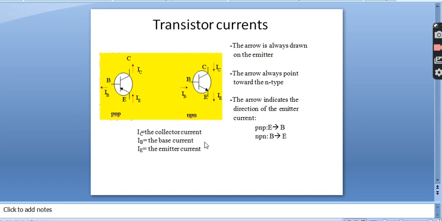In these transistor currents we consider only the direction, that is, the arrow mark direction. The arrow mark is either in the inward direction or the outward direction. If the arrow mark is inward, that is a PNP transistor. If the arrow mark is outward from the emitter, that shows an NPN transistor.